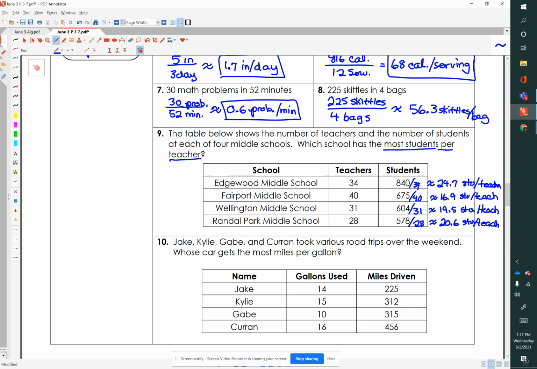So let's go back to the question, which school has the most students per teacher? That would definitely be Edgewood Middle School, which has 24.7 students per teacher.